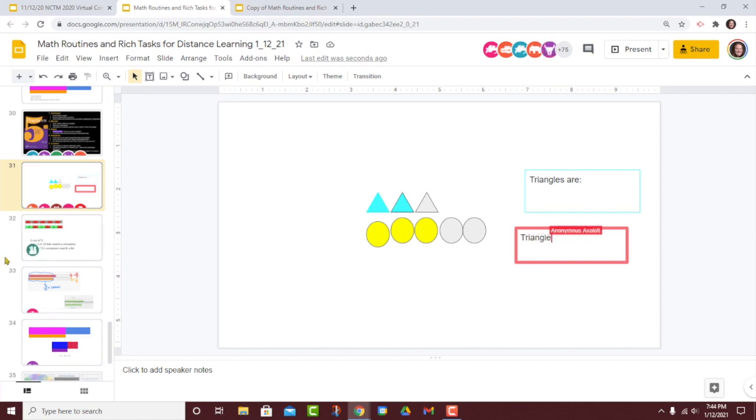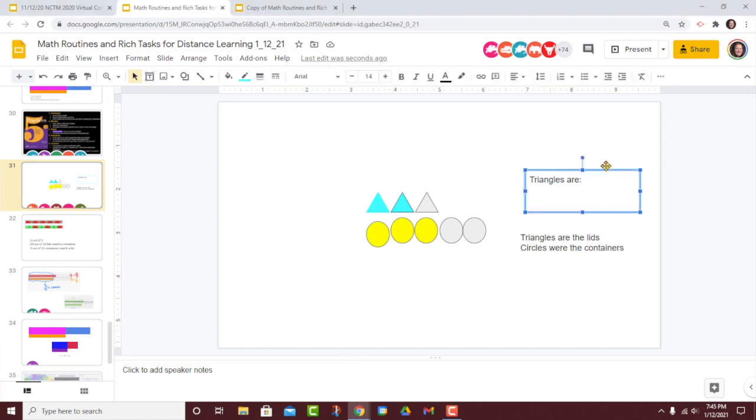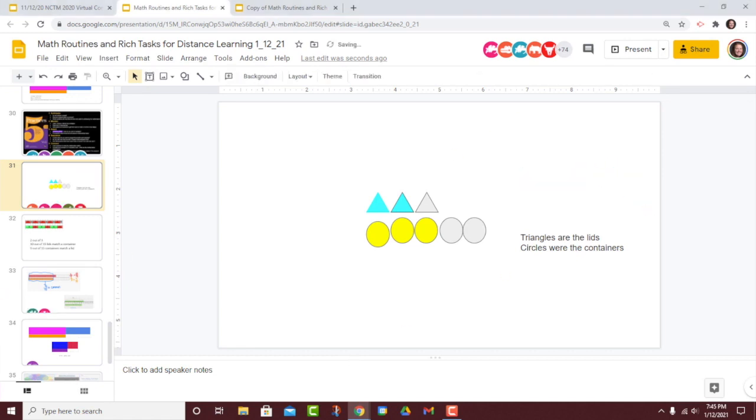And I see someone's typing in there. So I'm curious if anyone else sees a connection with triangles and lids. Go ahead in the chat box and put an emoji. Do you see this connection right away? Are you thinking, gosh, I'm a little confused, I don't know what these triangles or circles are? Give me an emoji with how you're feeling right now with this. Cool. So just a quick check-in. I see a couple of people are like, hey, I'm good.